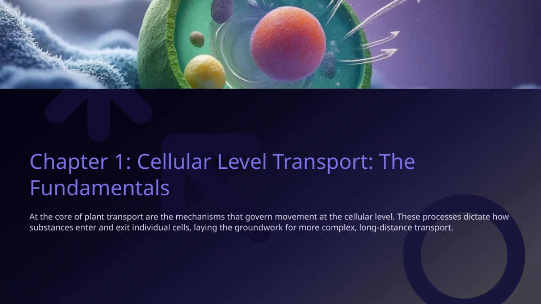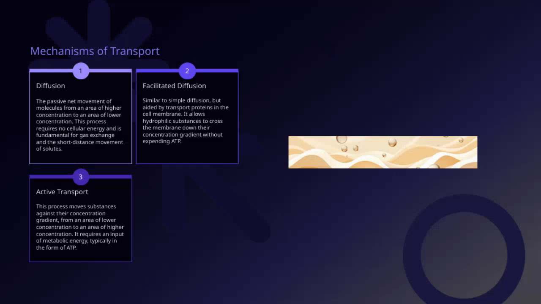So, when we think about how plants move substances across great distances, we can't forget that everything starts with these cellular processes. Now let's talk about active transport. This process moves substances against their concentration gradient, which means from an area of lower concentration to an area of higher concentration. It's like pushing molecules uphill, requiring an input of energy. Typically, this energy comes in the form of ATP, which powers the transport process.